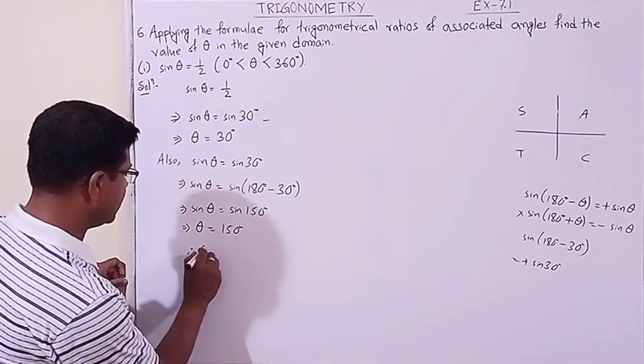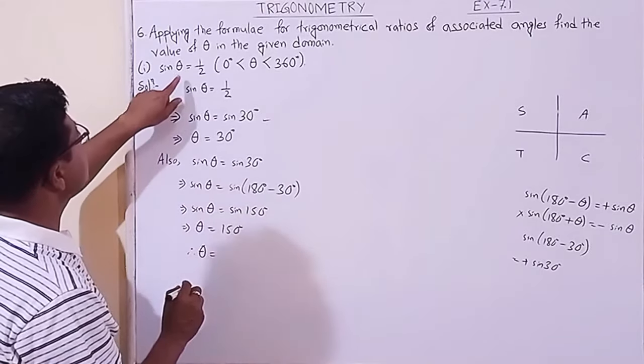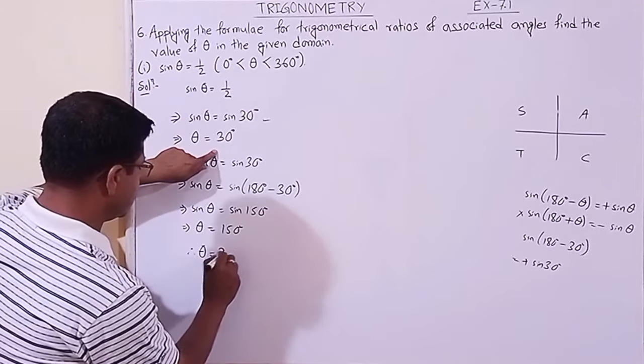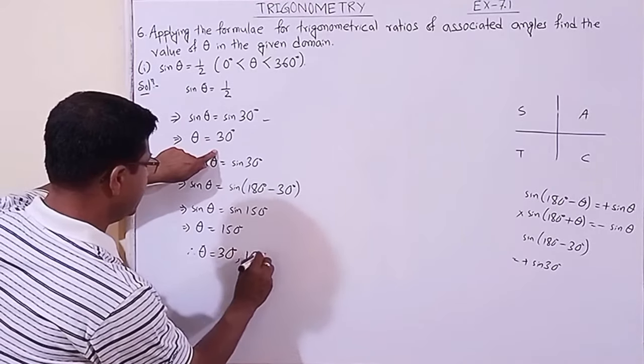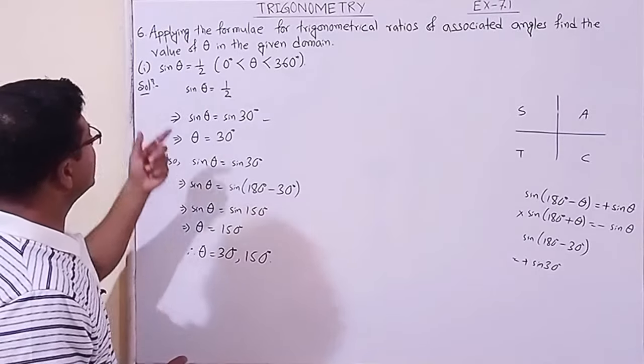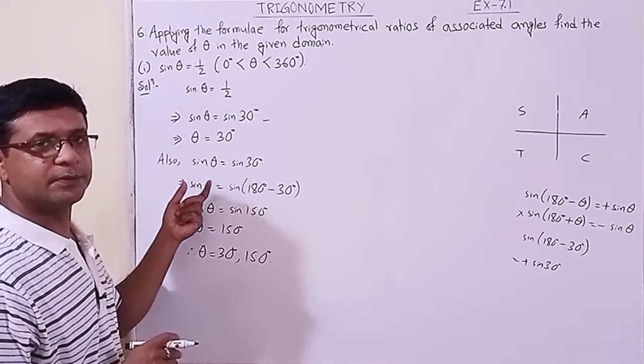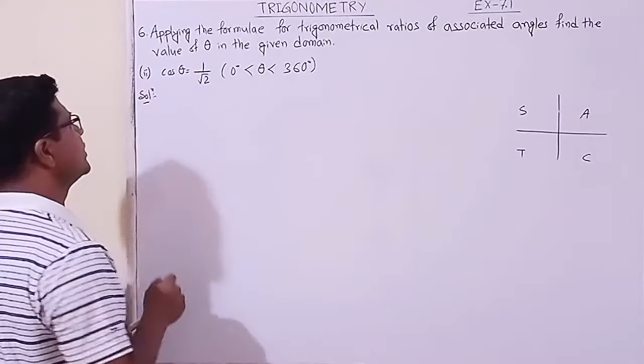So theta, what is the value of theta? This is the question. Find the value of theta. So theta equals, once it is 30 degrees, next it is 150 degrees. All the sums are on this basis only. Now let us move to number 2. My beloved students, this is the second question.